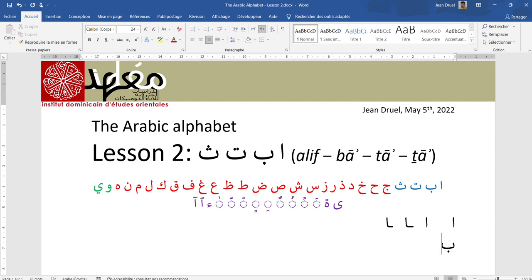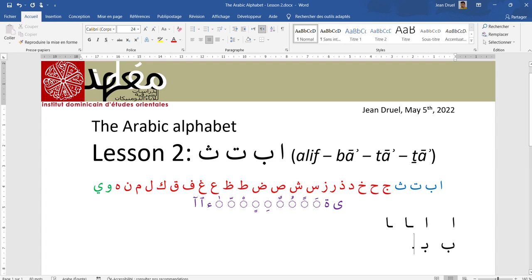Then we have the Ba, which represents the sound B, just a regular B. So this is the isolated form, which is the one here. It's the same isolated form. And then you have the initial form, which is just the tooth without the tail, and the dot below, which is slightly on the left of the tooth.